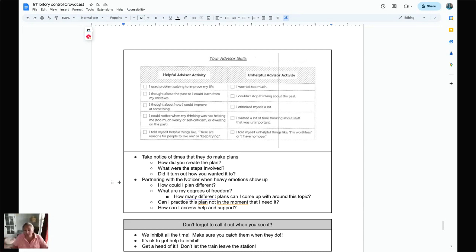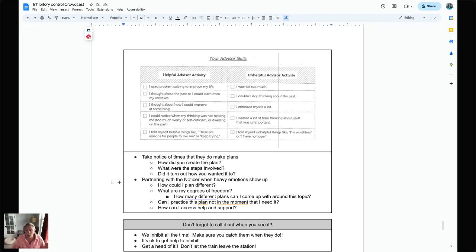So does your individual take time to notice, when they do make plans, how did they create that plan? When you see them planning something, and again, this is where that thinking in your head and talking out loud comes in. When you hear them planning, when you know they've planned, can they notice how they did that? What were the steps that they used? How did it turn out? Did it turn out the way they wanted it to? And having them partner with that noticer, right?